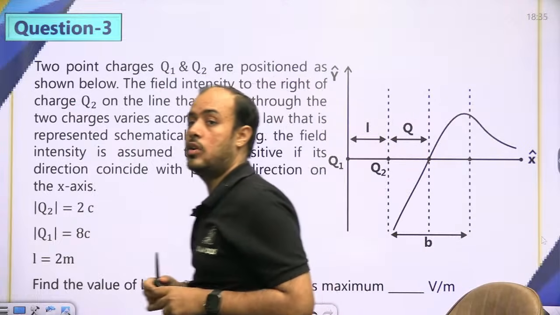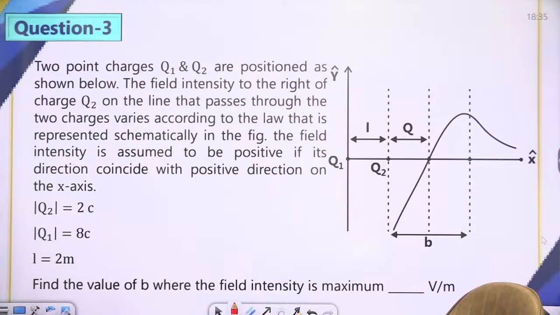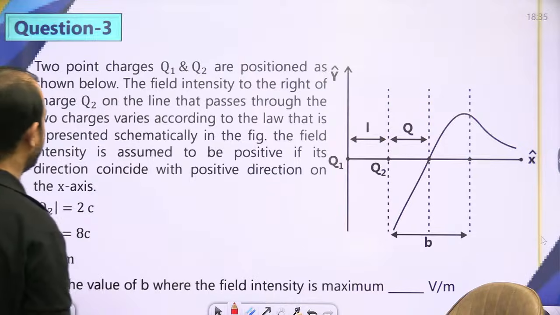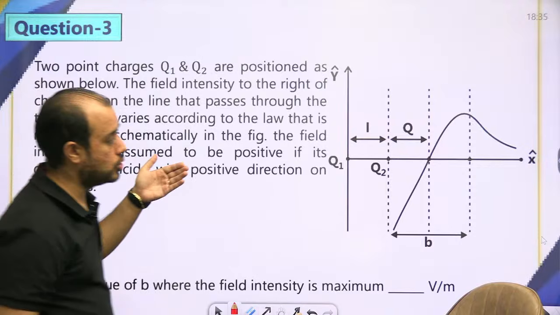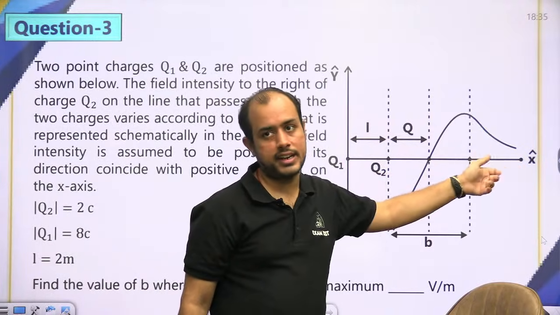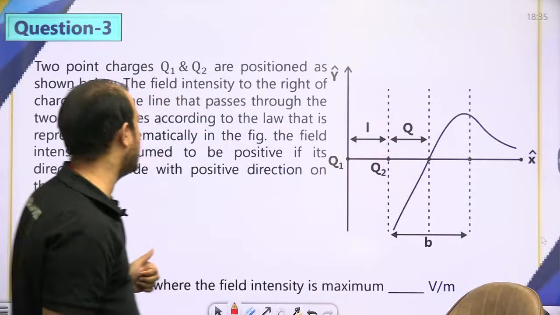2 point charges Q1, Q2 are positioned as shown below. The field intensity to the right of Q2 on the line that passes through the charges varies according to the law. आपको मैंने इलेक्ट्रिक फील्ड का ग्राफ दिखा दिया है. The field intensity is assumed to be positive if it is in the direction of the positive x direction. यानी जो अगर राइट साइड इलेक्ट्रिक फील्ड है तो उसे पॉजिटिव लेंगे और लेफ्ट साइड है तो नेगेटिव लिया जाएगा.